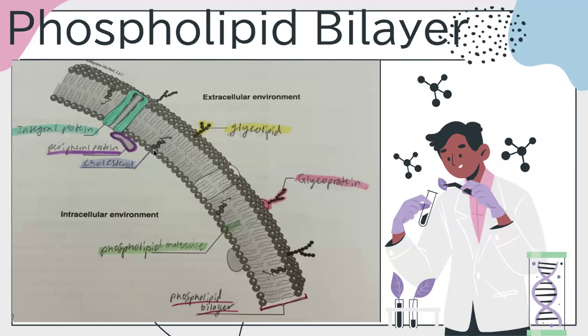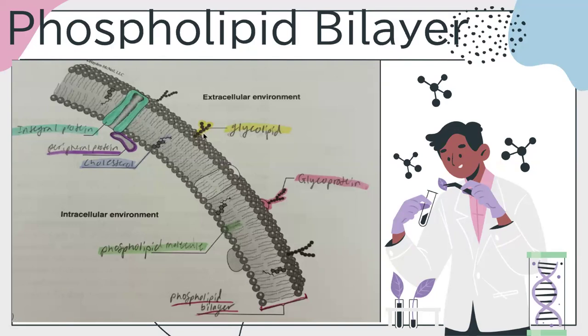Then we have cholesterol in this light blue color over here. It is this structure where you see a couple of hexagons and some squiggly lines. Cholesterol is basically going to help with the fluidity of the plasma membrane so that it is able to move around and not be super rigid. Then each one of these little balls with a tail is a phospholipid molecule. We will get more into the properties of phospholipid molecules in the next slides.